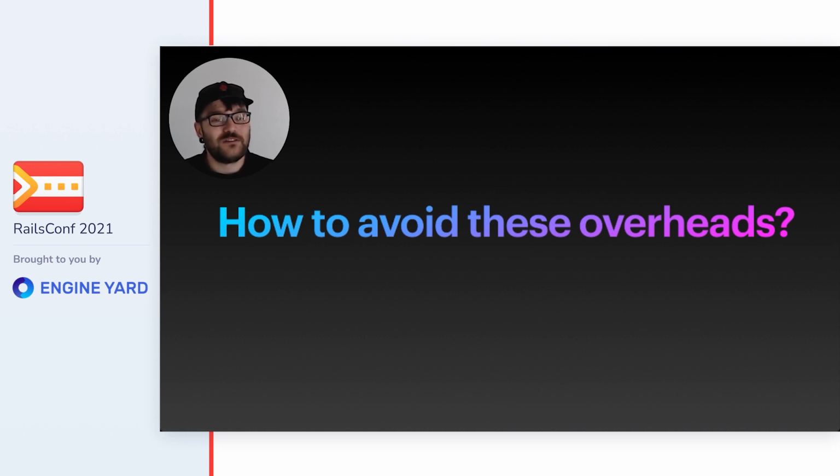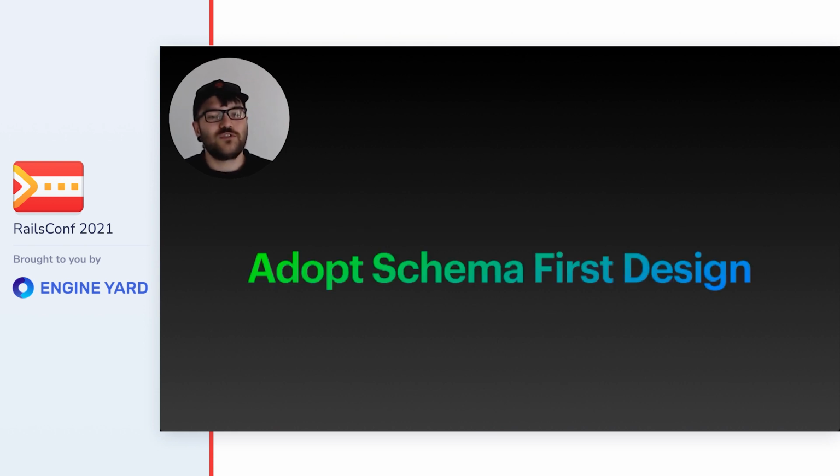Okay, so that's about the principles that I wanted to talk about. Now let's talk about how to avoid these overheads. Well, first of all, you should adopt schema-first design. Figure out what your domain is and for whom you're building your API. Don't play guessing games. Don't couple your API to specific implementations.